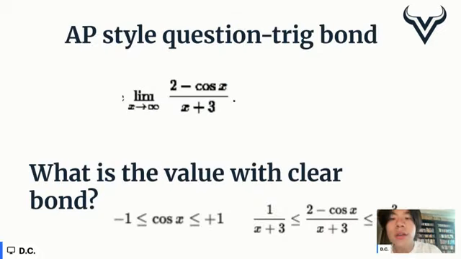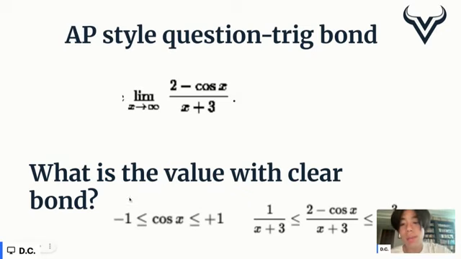Okay, now time for some AP style questions. This one is simpler, giving you a trig bound, asking what is the limit as x approaches infinity of 2 minus cosine x over x plus 3. So we'll have -1 is less than or equal to cosine x, which is less than or equal to +1. We plug in the bound here because cosine x is the one with a very clear bound, which is -1 or 1. It's always fine for those types of things.